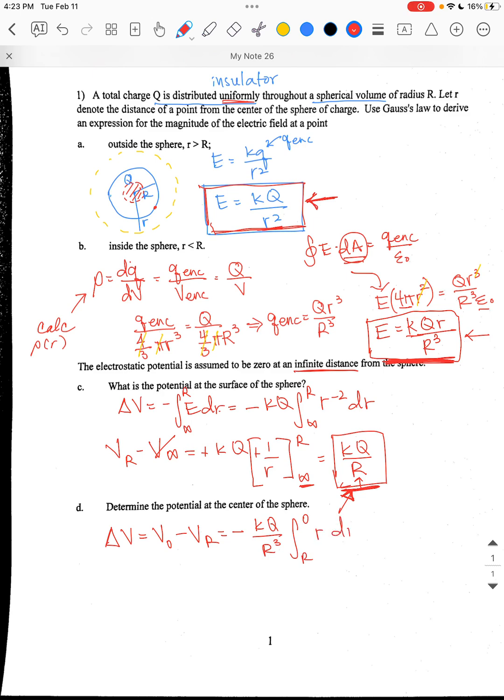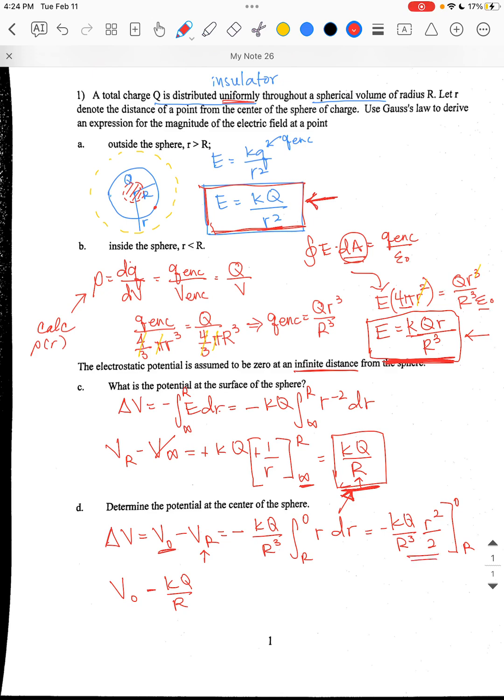And this time, my variable is r. So when I integrate r, I'm going to get negative KQ over big R cubed, times little r squared over 2, and then I go from 0 to R. Now, I have to keep in mind I'm not solving for the change in potential, I'm solving for V naught. So I am going to plug in my equation for V of R, because I know I'm going to have to add that to the other side later.